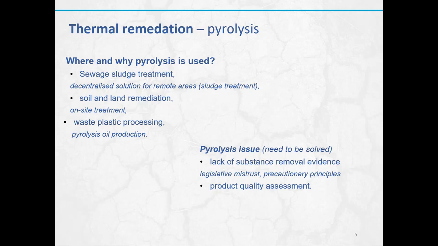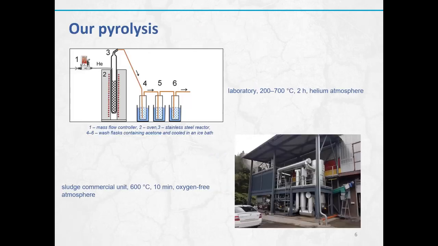And second, there is a lack of legislation and a lack of evidence that the different pollutants, in our case organic fluorine pollutants, are removed. And this is what we are doing. We have two units or two apparatus. One is a laboratory unit where we can measure between 200 and 700 Celsius in 2 hours. And the second is a big commercial unit in Trutnov, Czech Republic, which is operated for sludge, which is treated at around 600 degrees in an oxygen-free atmosphere.